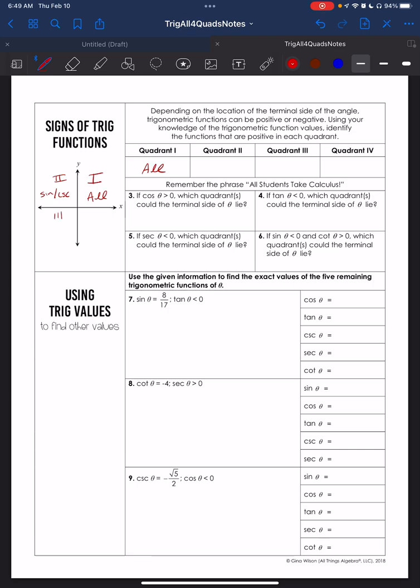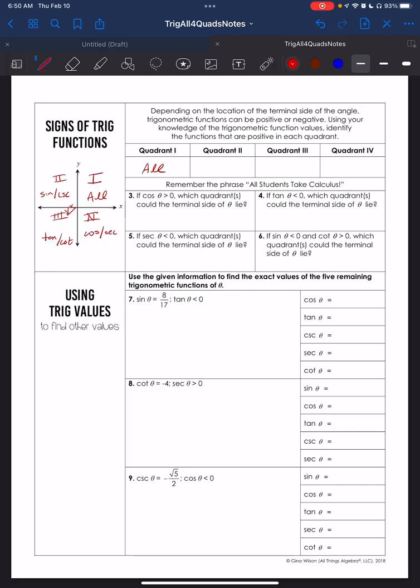In quadrant 3, it is only tangent and cotangent that are positive, because in this quadrant both x and y are negative. So when you put them together in a tangent ratio, the two negatives cancel out and make that positive. And finally, in your fourth quadrant, only your y-coordinate is negative, so only your cosine and your secant are positive, because they're the ones that use the x-coordinate.